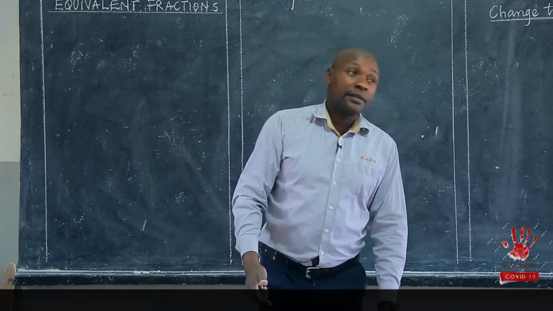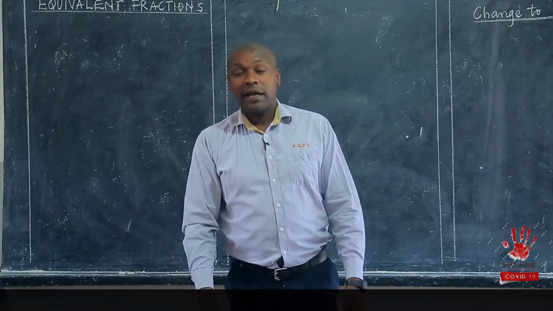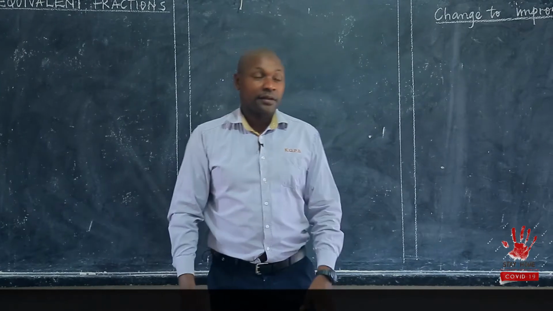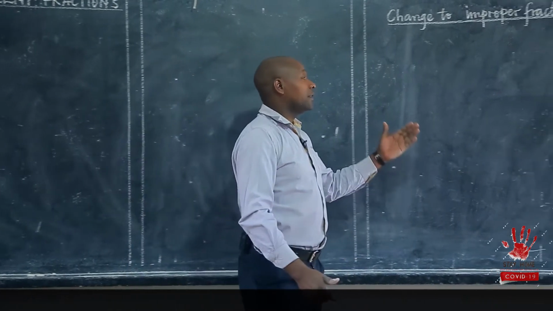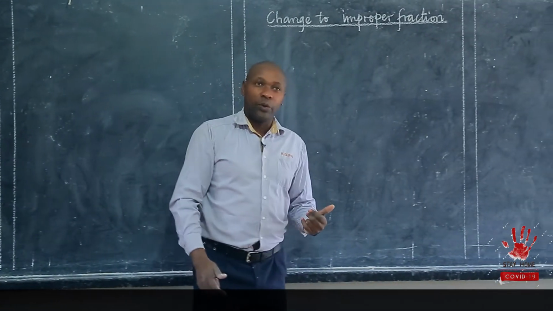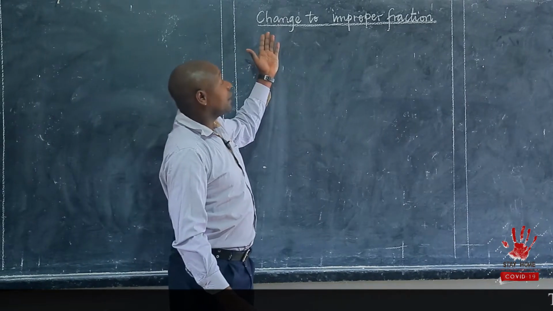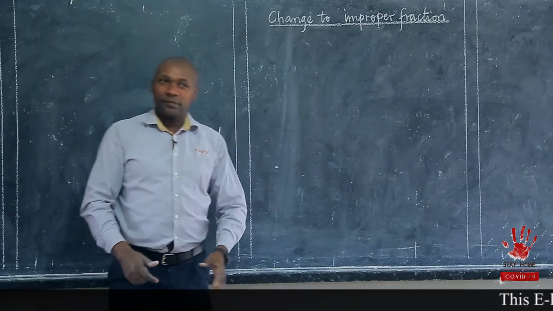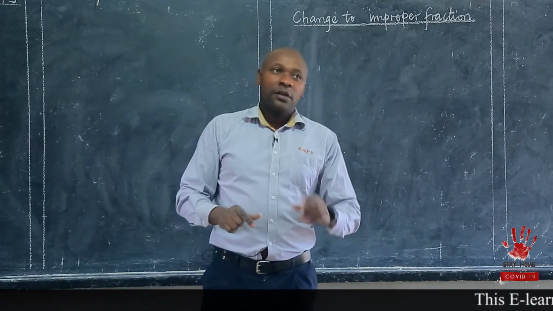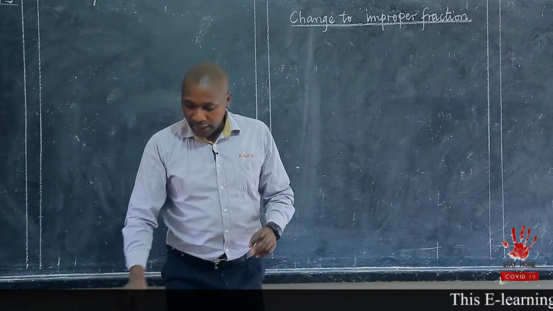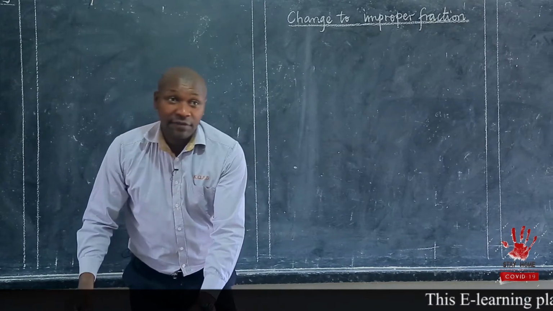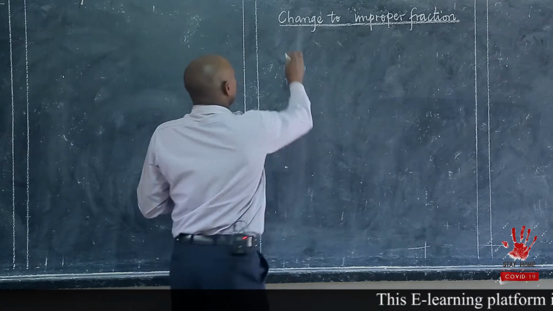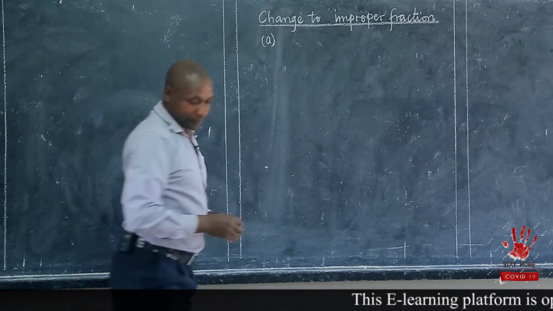Before we get to today's lesson, allow me to take you back to the previous lesson, where I left you with some numbers, and the instruction was to change them to improper fractions. Allow me to go through some of these numbers in the activity I gave you, looking at the first one, which was part A.